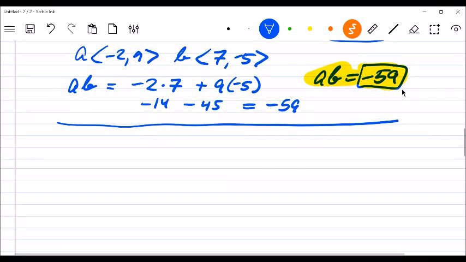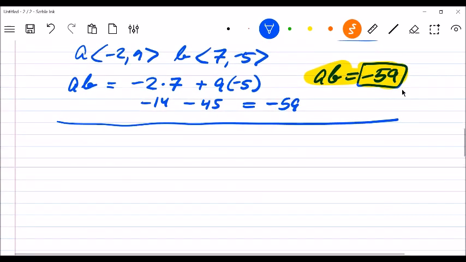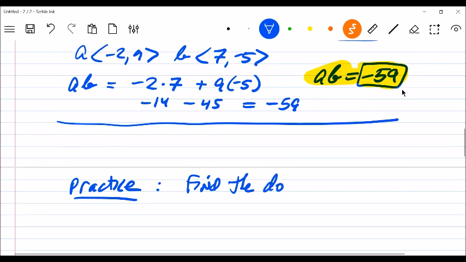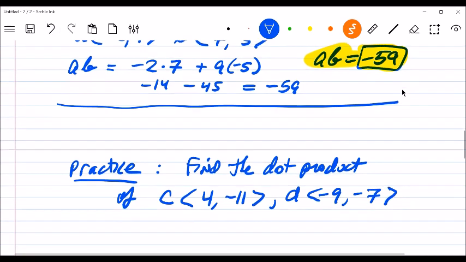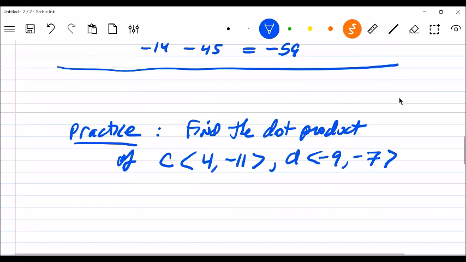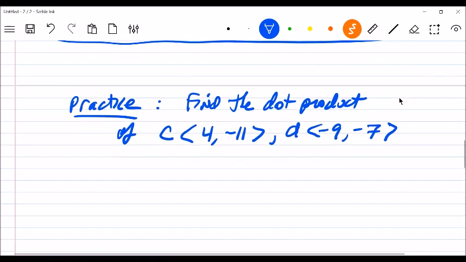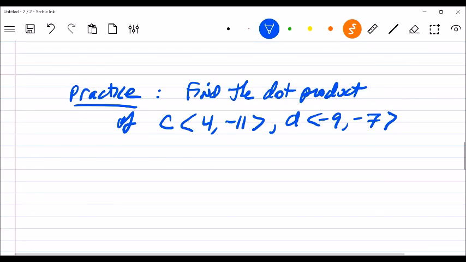I'm going to give you one to practice here. All right. Find the dot product of 4, -11 and -9, -7. Go ahead and turn off the video and do this and then come back to it and you'll see what you do. Go ahead and do that now.